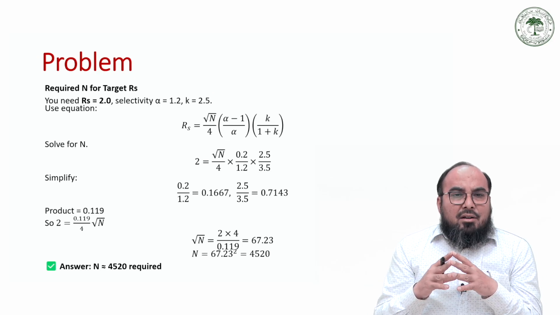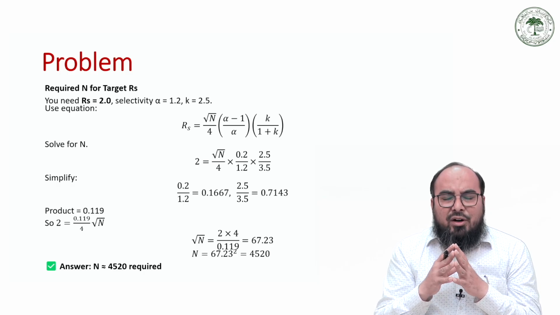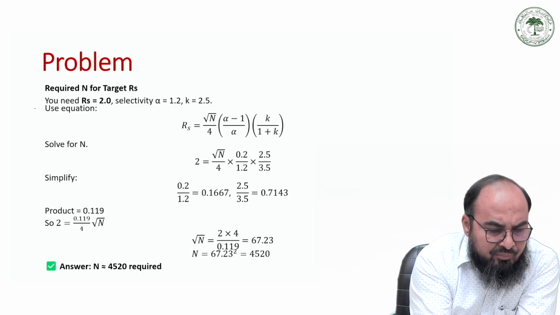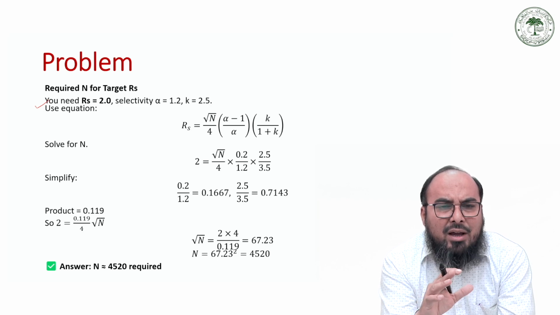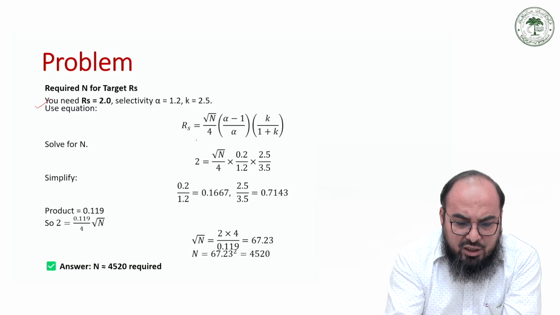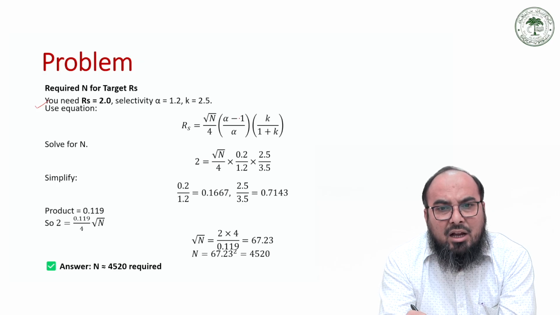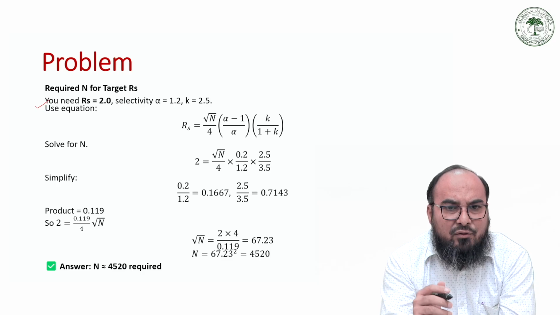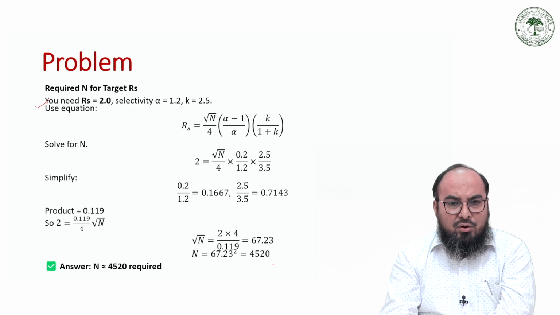Now for the required value of target RS, you need RS of 2.0. For example, you can take any value of RS greater than 1.5. Here you have used a target value of 2.0 and now you calculate the number of theoretical plates with this target value. So the equation is here: RS is equal to square root of n upon 4 times alpha minus 1 upon alpha times K, where alpha is selectivity and K is the retention factor. You just solve it for n, you get this value. Okay, square root of n, you get this value.